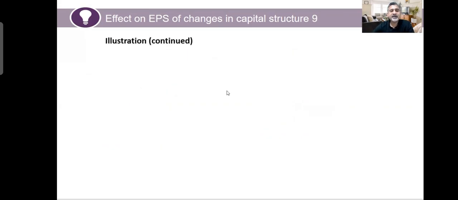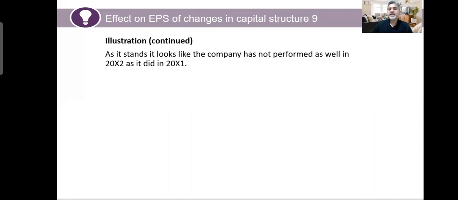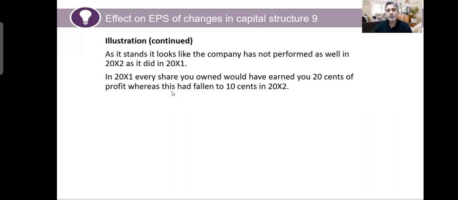So let's see it like this. And when do we do that, by the way? 1st January. As it stands, it looks like the company has not performed as well in 2002 as it did in 2001. The reason, we already understand, is that in 2001 every share you owned would have earned you 20 cents of profit, whereas this had fallen to 10 cents in 2002. But there is one more thing you should understand.